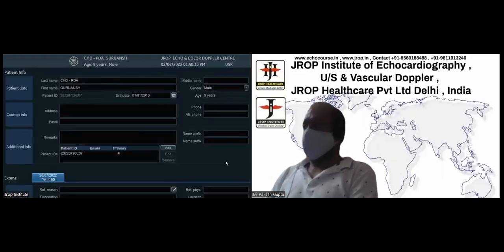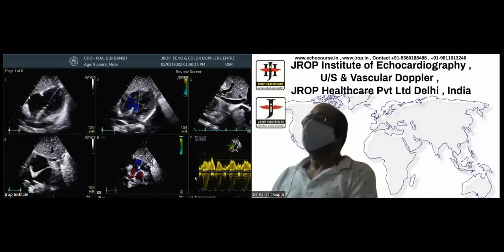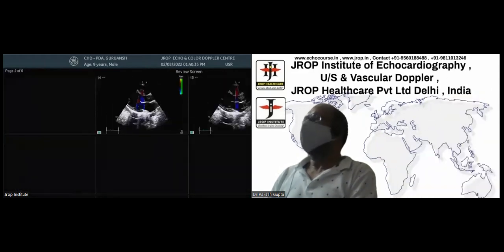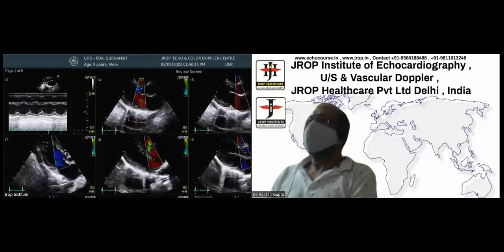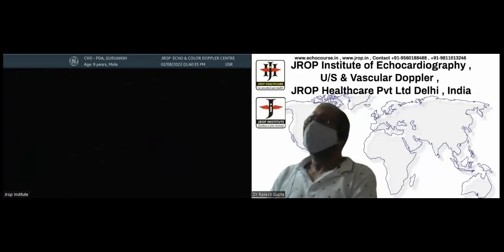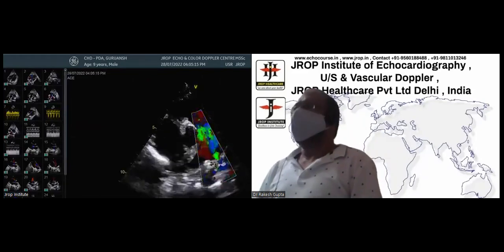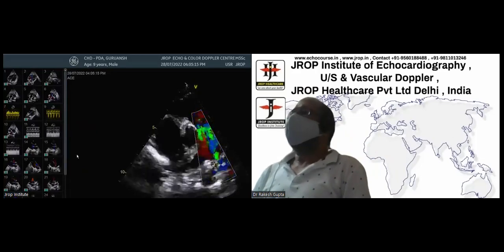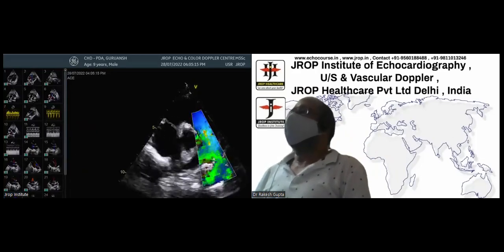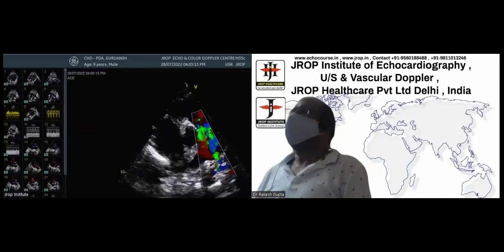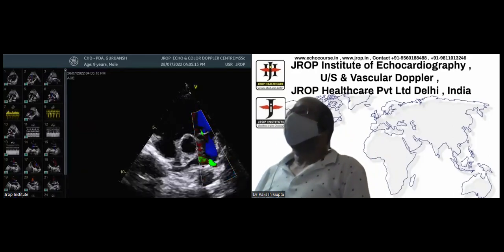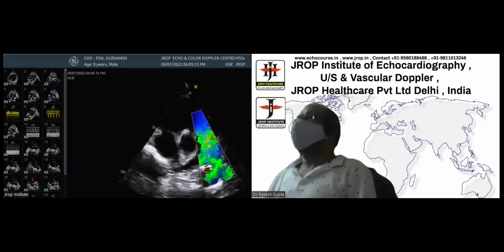Now look at the PDA. Now you can see a jet of color from this descending aorta to the pulmonic artery. I'll freeze it for you. Look, this is systole. Normally it's a continuous flow.